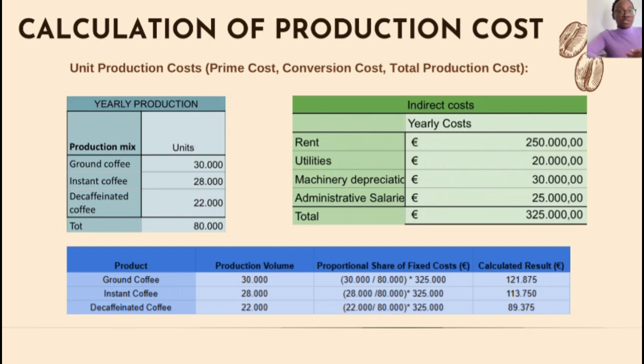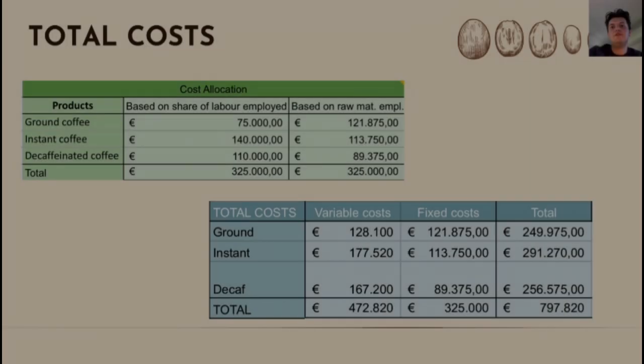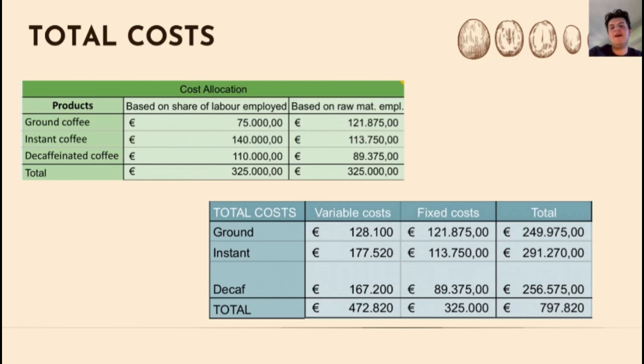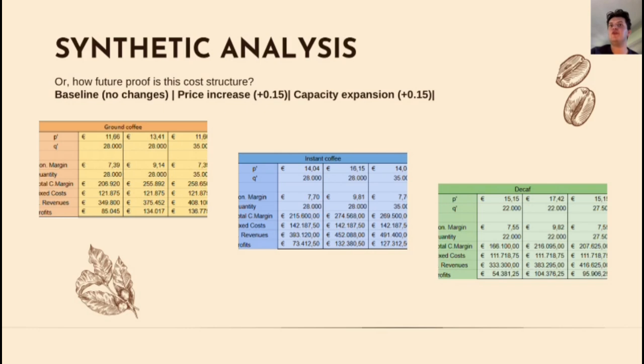We also did some calculations on the indirect costs, which have to do with the machinery depreciation, utilities, rent, and so on. To obtain the total cost, we first applied the cost allocation method, and then we focused on the traditional costing method in order to find the cost of each production and then to find the total cost. According to our sensitivity analysis, we are not forecasting any significant changes at the baseline, but we are expecting a price increase and a capacity expansion of over 15%.